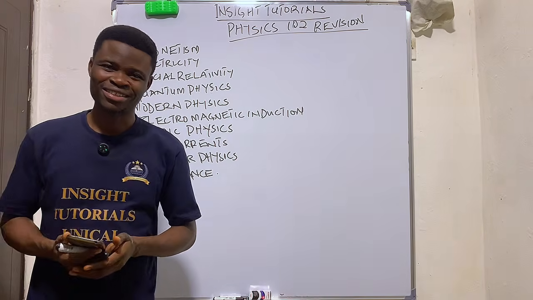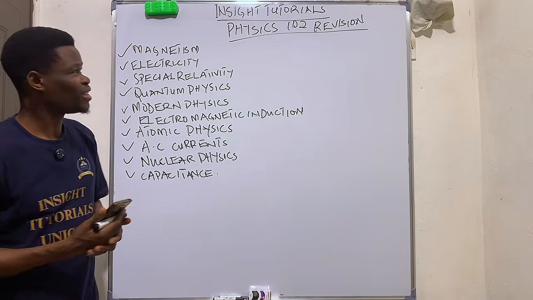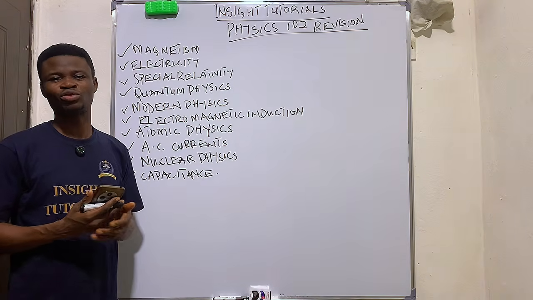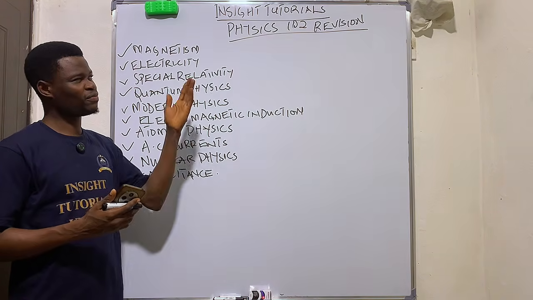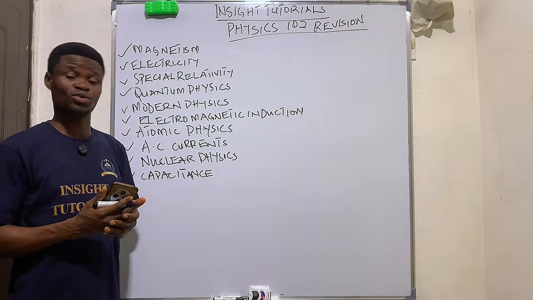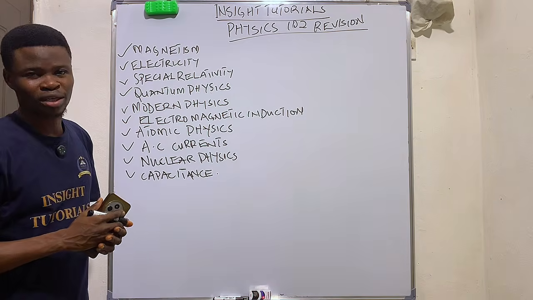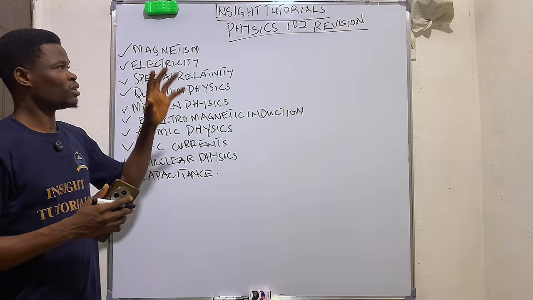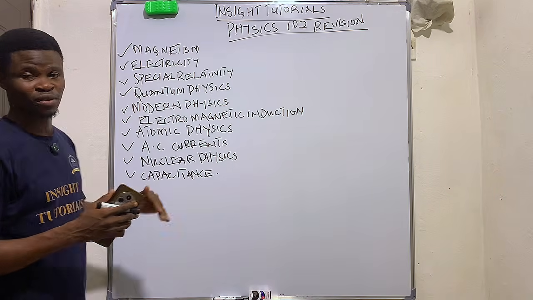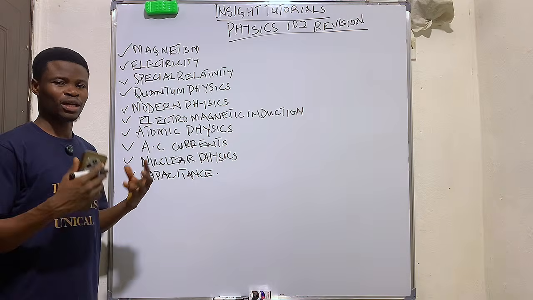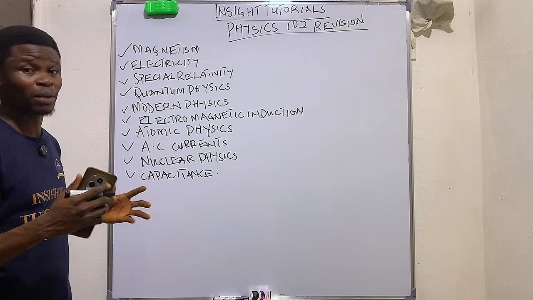Welcome to Insight Tutorials. Today we're going to be going through certain revisions. Perhaps you're a 100 level student doing Physics 102, that's General Physics 2, and you're thinking how best to prepare for your exams. We are going to look into the revision aspect of this, and in that revision, I'm going to take you through a lot of practice questions. We'll solve them. The ones that are theory based, we'll solve them CBT standard.